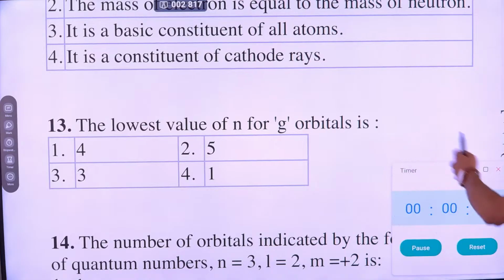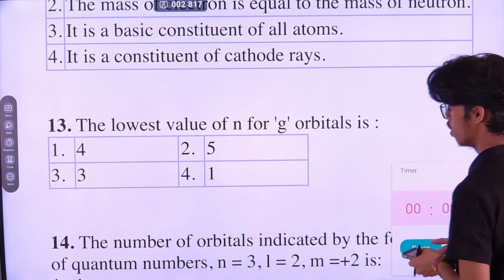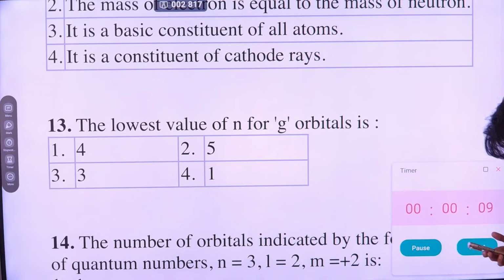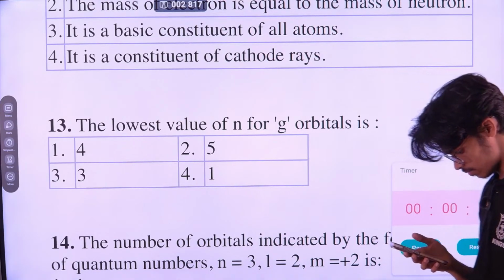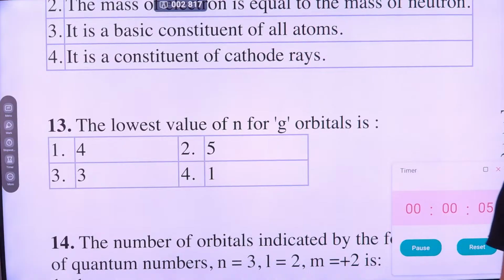The lowest value for the G orbital is? What can be the lowest value for G orbital? Think about this. What is the lowest value of G orbital? Welcome guys, welcome. Question 13, option number 2, Priya Jyoti answered. Let's see if it is right or not. If somebody else is answering, try to answer. Gokul, Naksh.